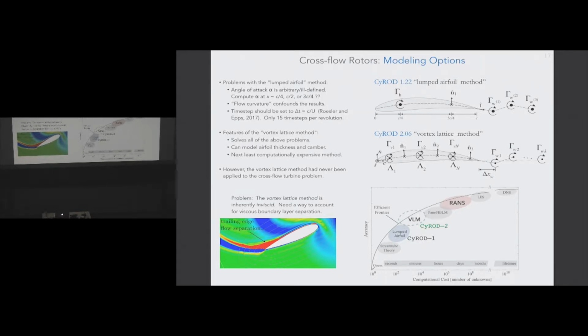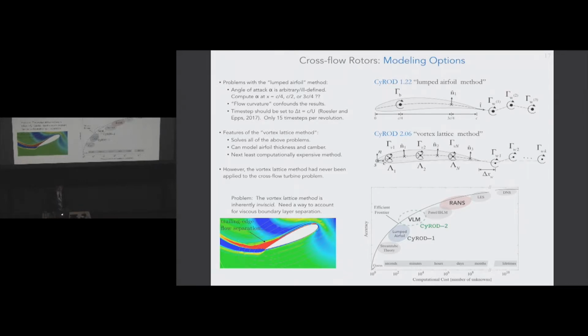Let's try it. The other problem with this kind of vortex lattice method is the classical method is actually totally inviscid. It doesn't have any idea of what's going on with viscous effects in the boundary layer. And in particular, here I'm showing just one snapshot in time where the boundary layer is separating here. So this is a plot of vorticity, and where this vorticity gets really thick here is a place where this standard vortex lattice method breaks down. Okay, so we need a way to account for that flow separation.